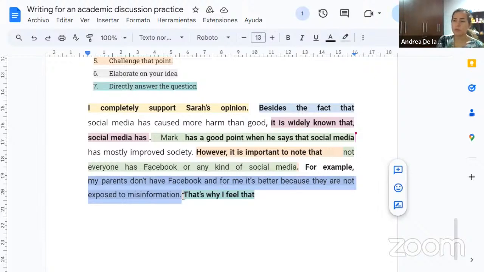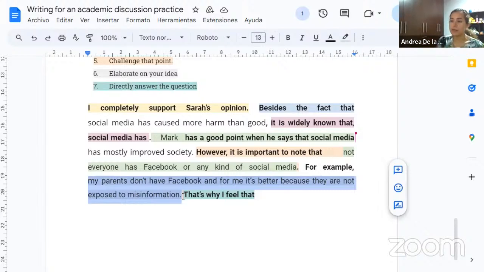Yeah, we're misinforming people on, I don't know, the use of masks, for example. You could say that some people were saying through social media that people don't have to use masks, right? So maybe that could be an example for this point. And finally, your conclusion, right, where you directly answer the question.